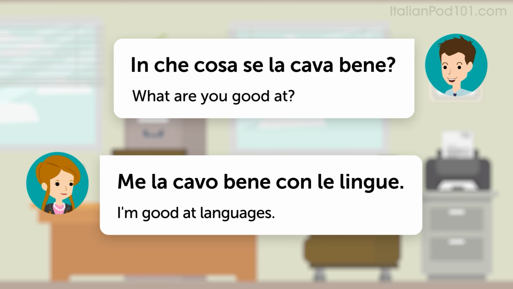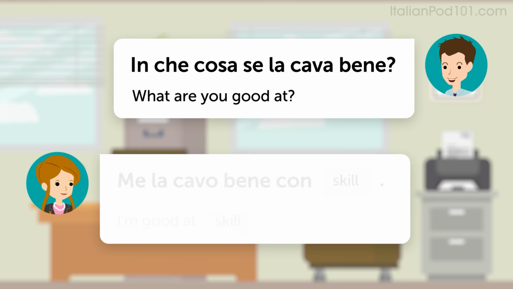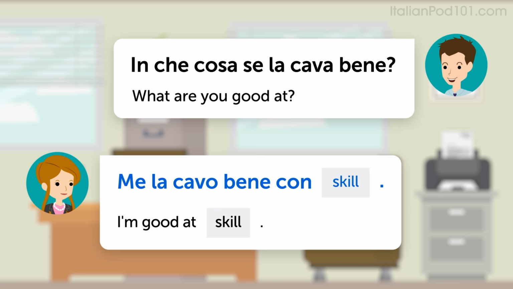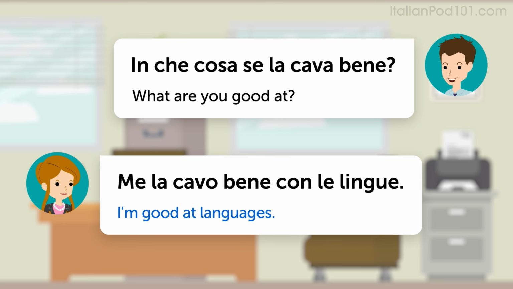Now, how do you answer this question? The pattern is Me la cavo bene con, skill. This Italian sentence literally translates as, I get out myself good with skill. But it means, I'm good at skill. For example, I'm good at languages. Me la cavo bene con le lingue.